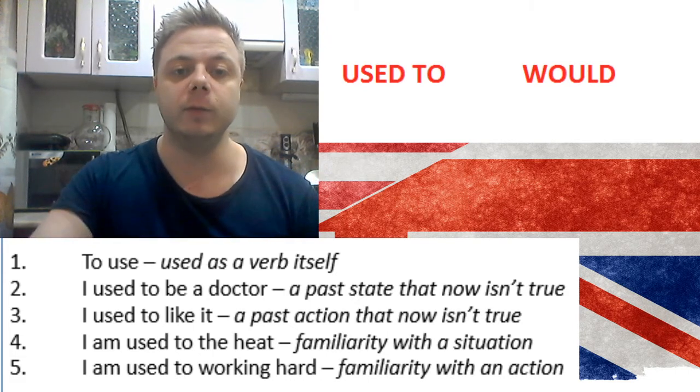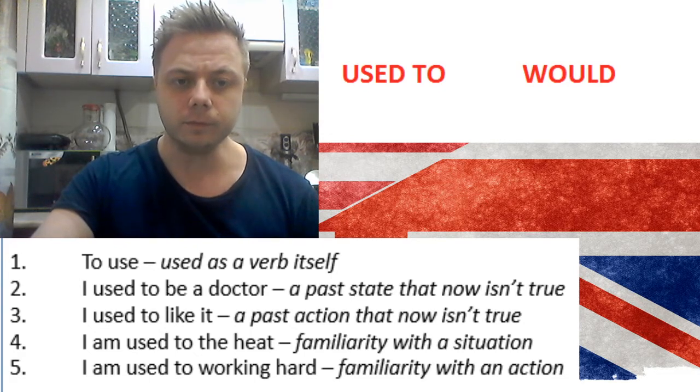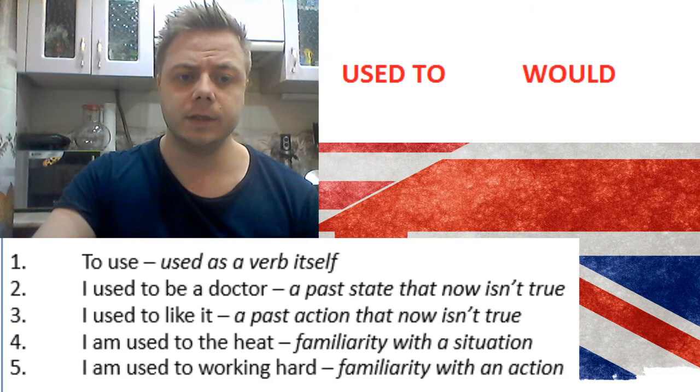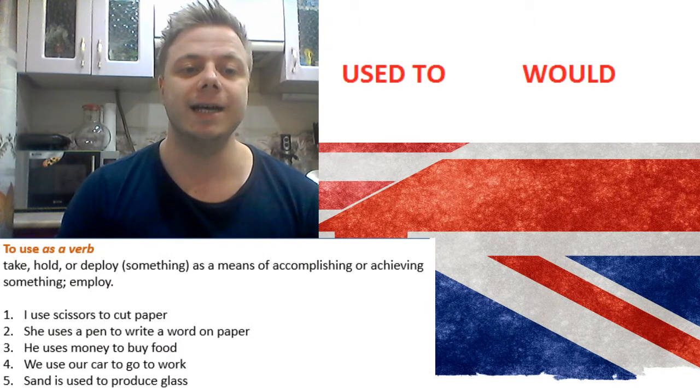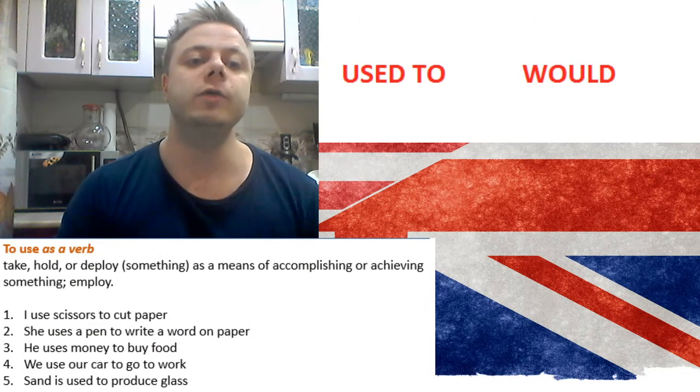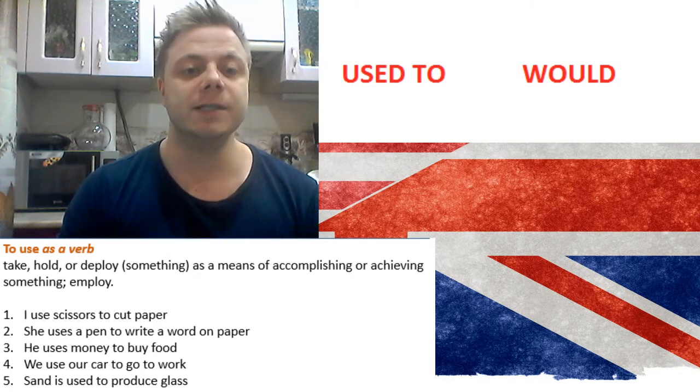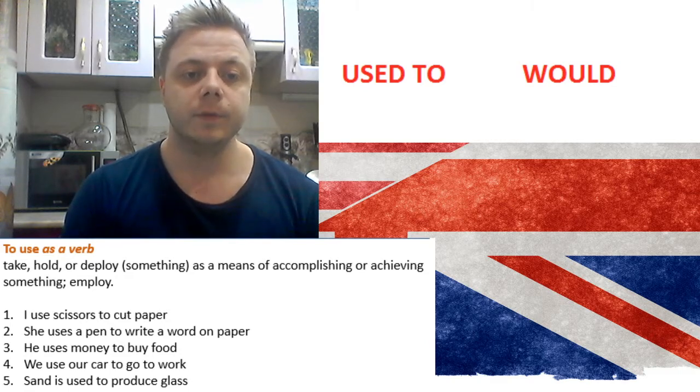So let's look at it in more detail and with more examples. The first one, the word use, used as a verb. We use it to take, hold, or deploy something as a means of accomplishing or achieving something, or employ. For example, I use scissors to cut paper. She uses a pen to write a word on paper. He uses money to buy food. We use our car to go to work. And sand is used to produce glass.